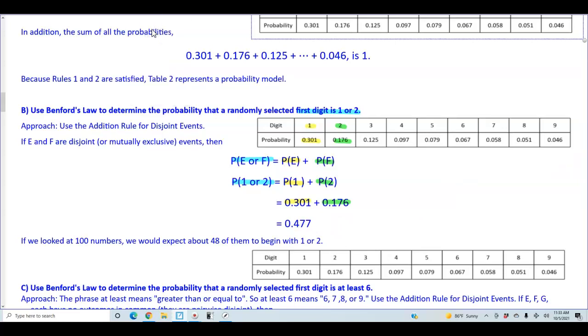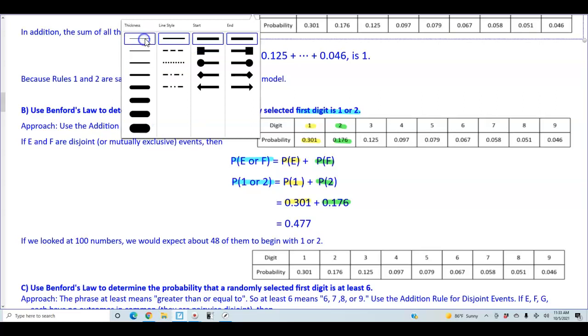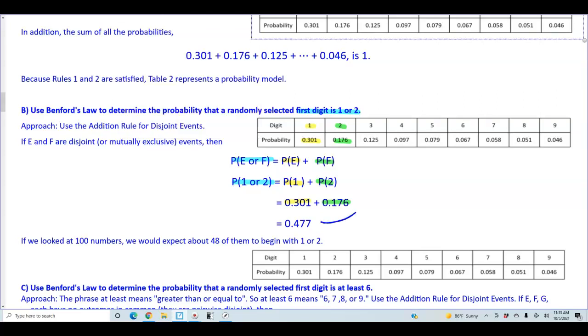Now, looking at that result, we can round that to, let's say, 0.48. And if we write that as a fraction, it's going to be 48 out of 100. So down here it says if we looked at 100 numbers, we would expect about 48 of them to begin with a 1 or a 2.